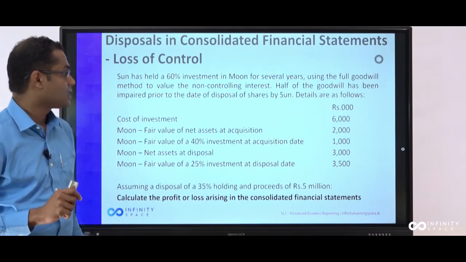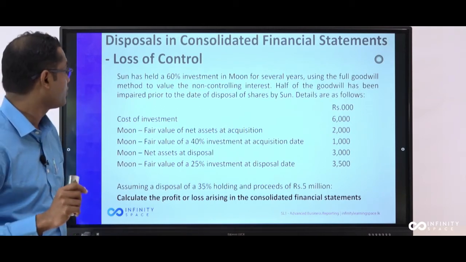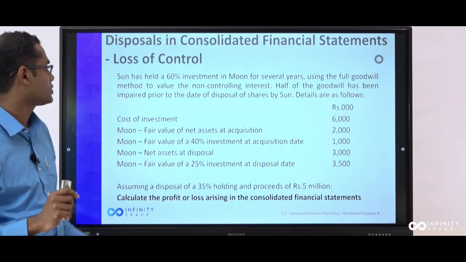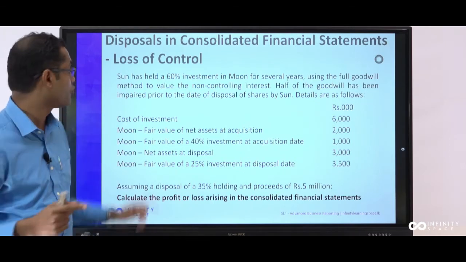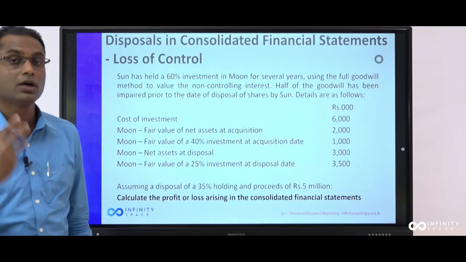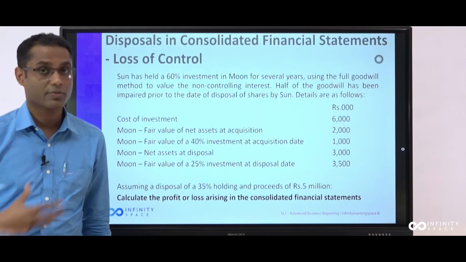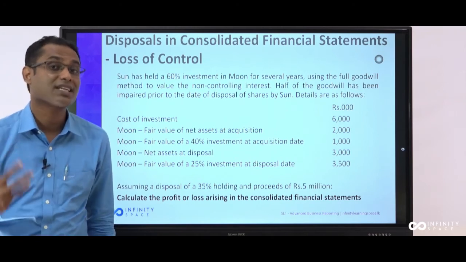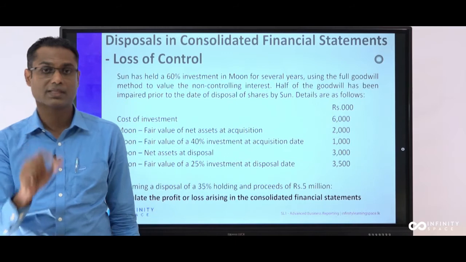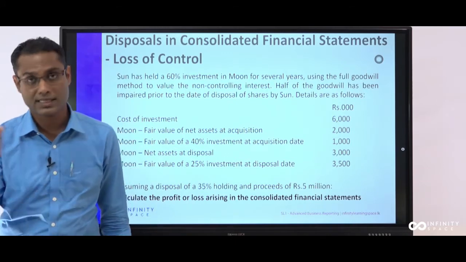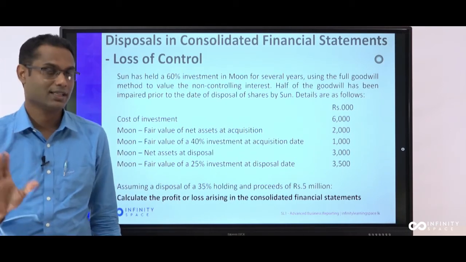Sun Limited has held a 60% investment in Moon for several years, using the full goodwill method to value the non-controlling interest. So Sun Limited has a 60% investment over Moon for several years, and they use the full goodwill method to value the non-controlling interest. To measure the non-controlling interest, you can either use the full goodwill method, that is the fair value method, to measure the NCI, or else you can use the proportionate net asset method to measure the NCI, and based on that you can calculate the goodwill. In the full goodwill method, you have both the parent's goodwill and the NCI goodwill. In the proportionate net asset method, you have only the parent's goodwill. You know that, right? We learned that.